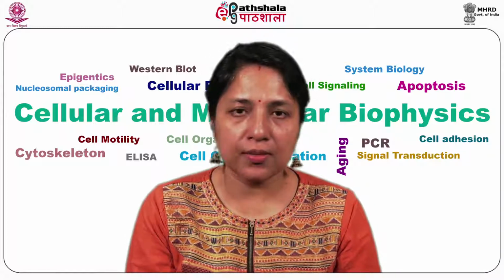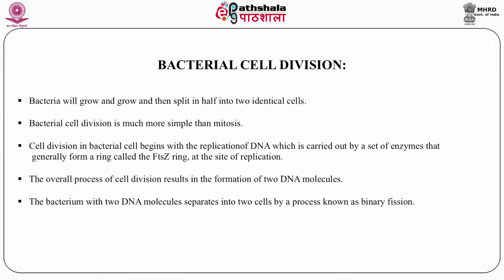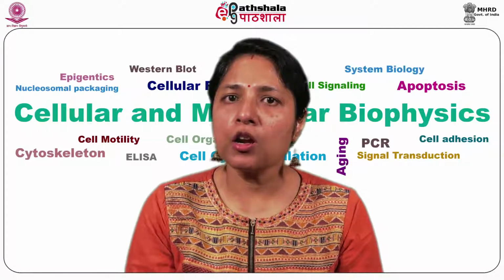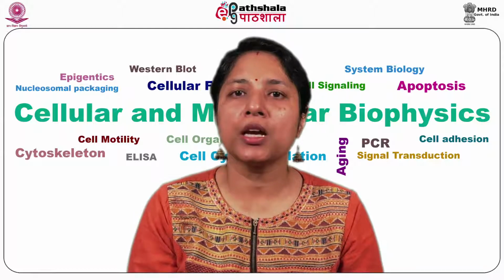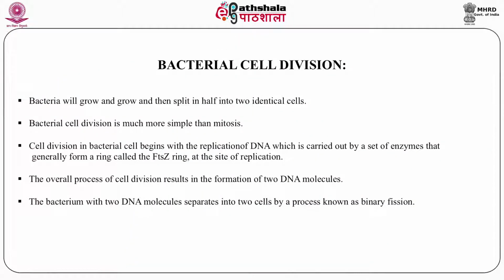than mitosis. Cell division in a bacterial cell begins with the replication of DNA, which is carried out by a set of enzymes that generally form a ring called the FtsZ ring at the site of replication. The overall process of cell division results in the formation of two DNA molecules. The bacterium with two DNA molecules separates into two cells by a process known as binary fission.